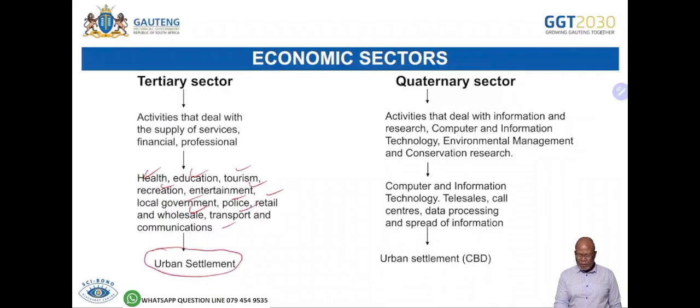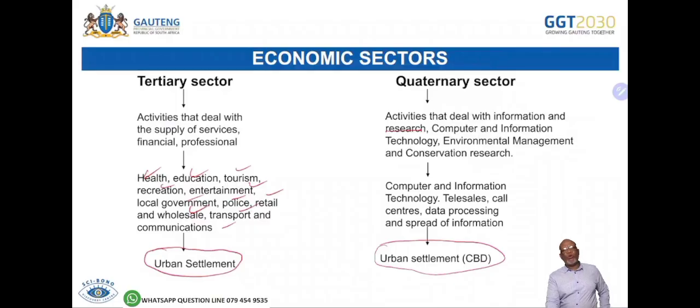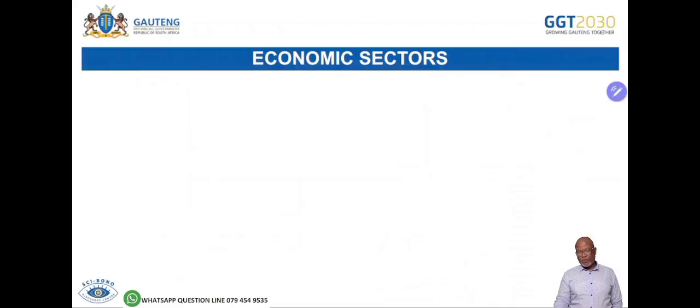As we have seen here, we have your research, computer and information technology, environmental management, conservation research, and all those. And then it is also mostly located in the urban settlement, where you get your research laboratories. However, your research laboratories could be located anywhere else, but they are dominantly found in urban areas. But it is not only found there. They could be located anywhere else. Your research labs.